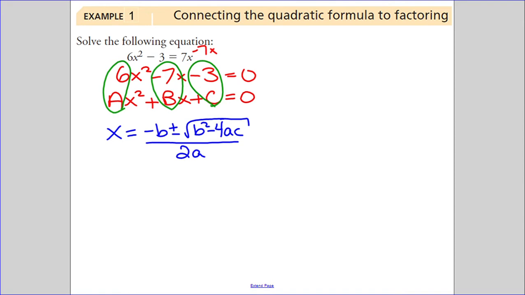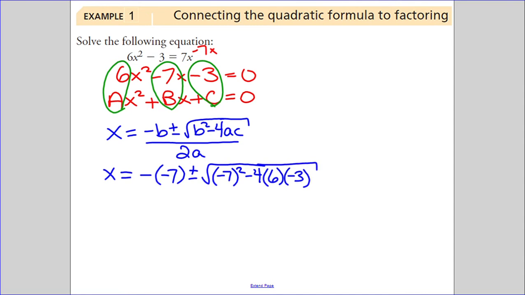So our next step is just to take those numbers and plug them into the spots where the letters are. So negative, and then b is a negative 7, so I'm going to put in negative 7. I'm going to use brackets to surround each of my terms. It just makes it easier for them to stand out. So b squared, I've got negative 7 squared, minus 4 times my a value, which is 6, and my c value is negative 3. The whole thing gets square rooted, and remember it's all over 2 times a, which is 6.